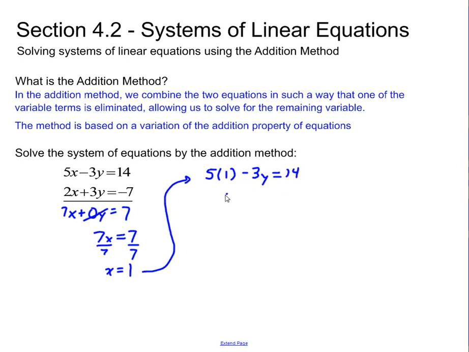Now, if we simplify this equation and solve for y, 5 minus 3y will equal 14. I would subtract 5 from both sides, and find that negative 3y is equal to positive 9. So divide by negative 3, and you get the y value of y equals negative 3. Okay, so our solution is the ordered pair 1, negative 3.